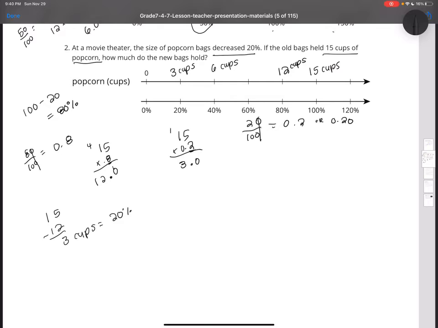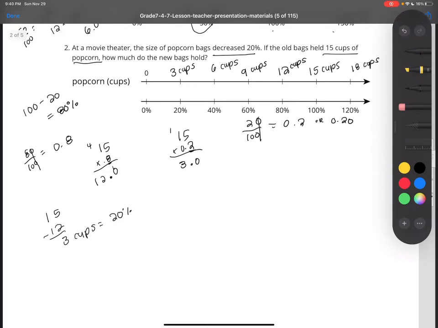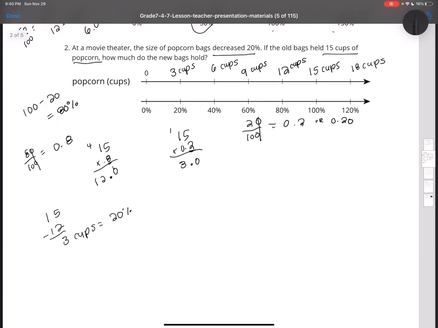Which would 60% equal to? If you guess 9 cups, you are absolutely correct, because we're just adding increments of 3, which is 20%. And the last one would be 18 cups. Okay.